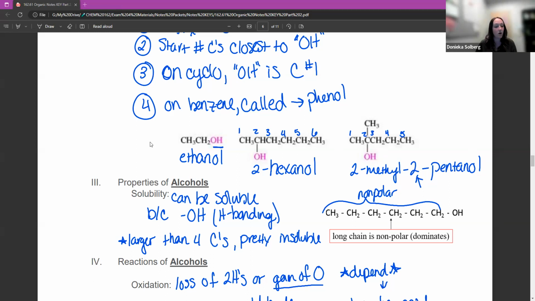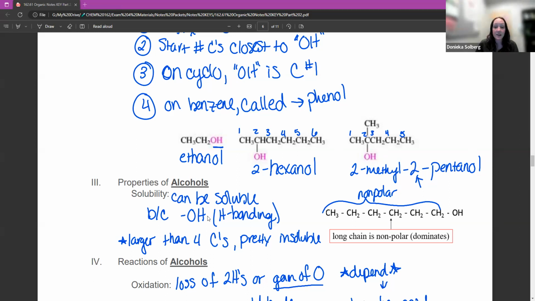Now the properties of alcohols. We've talked about mostly alkanes, alkenes, and alkynes. Those are all hydrocarbons. They are not very soluble. They are not very polar. Alcohols, however, can be soluble, because whenever you have an OH, you can do some hydrogen bonding for intermolecular forces.